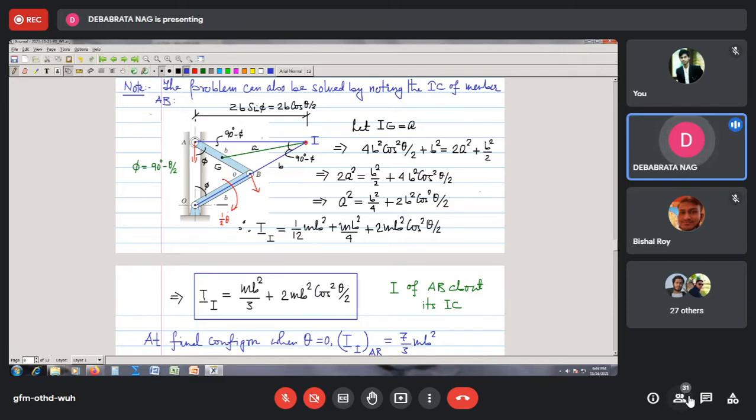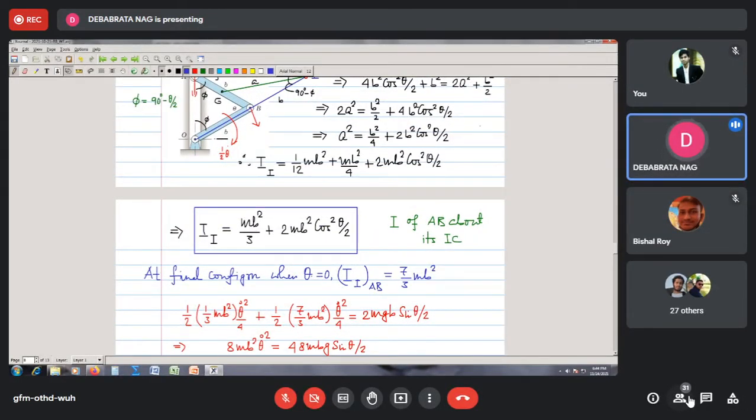So this is the thing, and when I applied this, I found, for an arbitrary instantaneous position, the mass moment of inertia of this member about the instantaneous center, remembering that this distance will also change as theta is changing. And because we are trying to find the final position as theta equal to 0, we just substitute theta equal to 0 into this expression to find out what will be I of this point here.